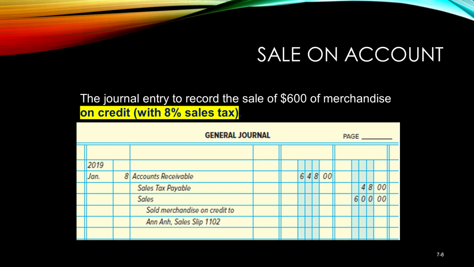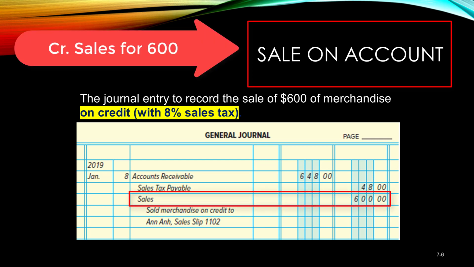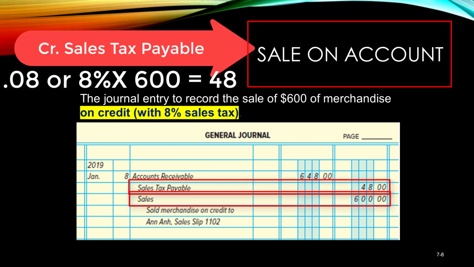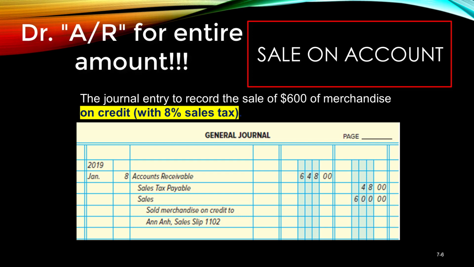The second type of sale is a sale on open account. In this case, we sold merchandise of $600 with another 8% tax rate. So just like we did before, we credit the sales account for the amount of the sale, in this case $600. We credit the sales tax payable for 8% of $600, which in this case is $48. The only difference is, instead of debiting cash like we did on the cash sale, we will debit accounts receivable.